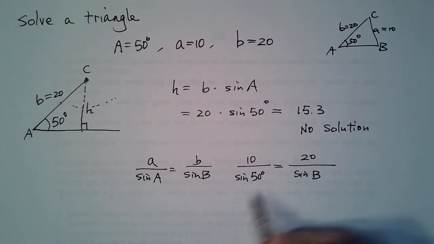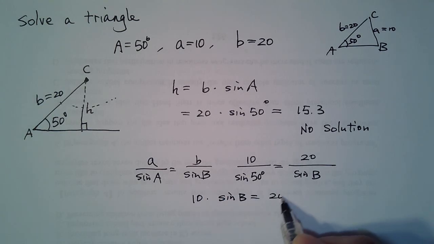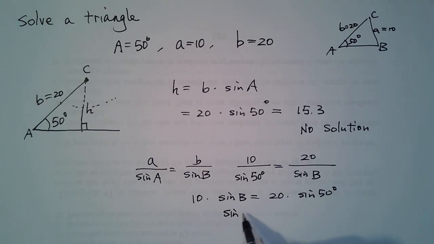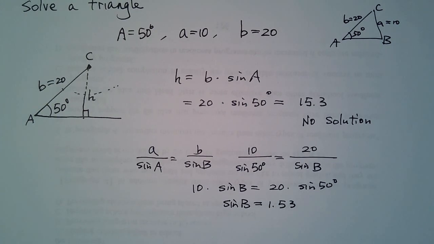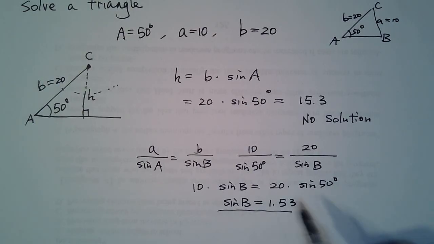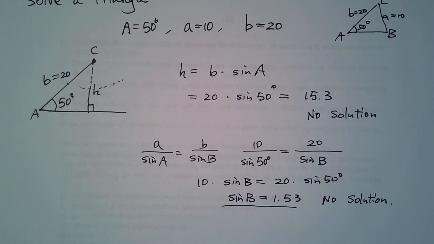So if you go ahead and solve it, that's cross multiplication. You have 10 times sine B equals 20 times sine 50, and then divide both sides by 10. So your sine B equals 20 times sine 50, which is 15.3, divided by 10. I get 1.53. What do you think? Sine B is a number greater than 1, which is impossible, right? Because for the sine function, the range has to be between positive and negative 1. So from here, you can tell there's no solution. You get exactly the same answer.